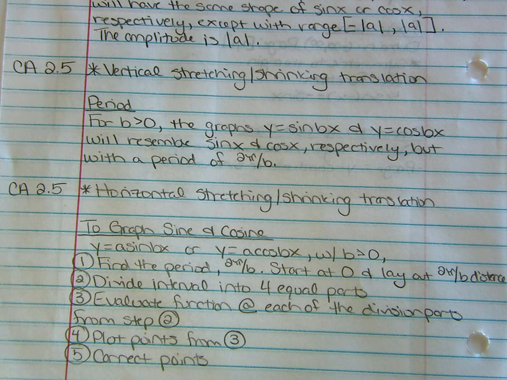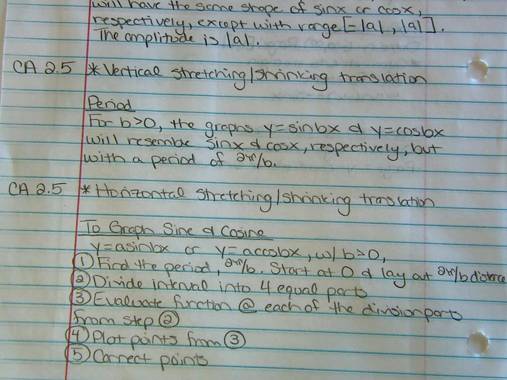So before you ever start graphing any sine or cosine function, the first thing you want to do is find the period of your function. That's 2 pi divided by b. You're going to start with 0, and then lay out a distance of 2 pi divided by b. And then you're going to subdivide that section into 4 equal parts.